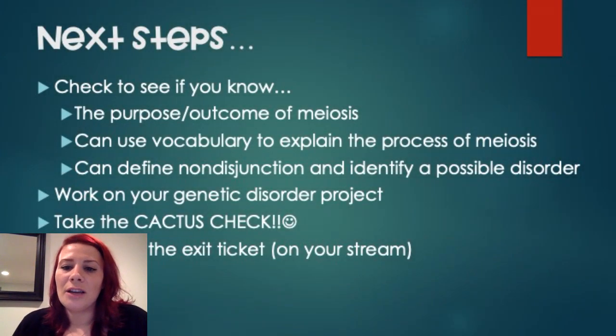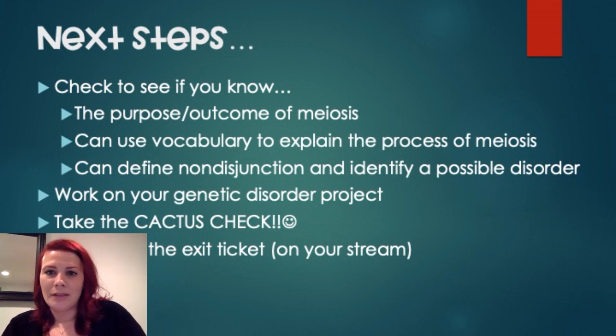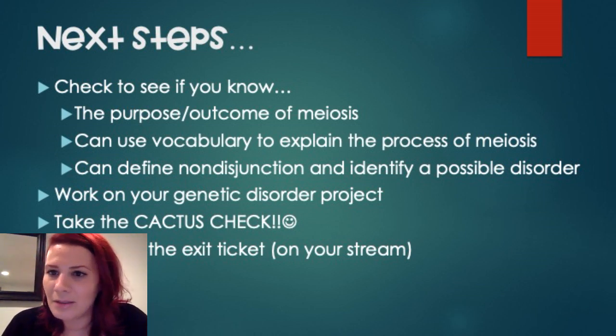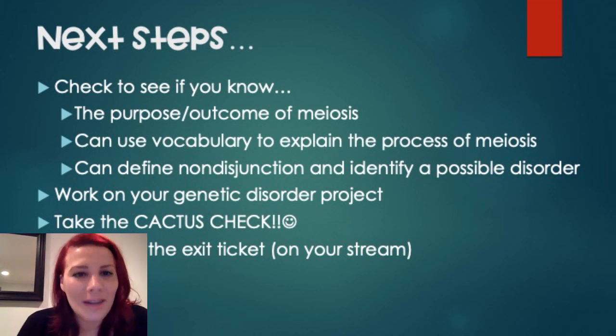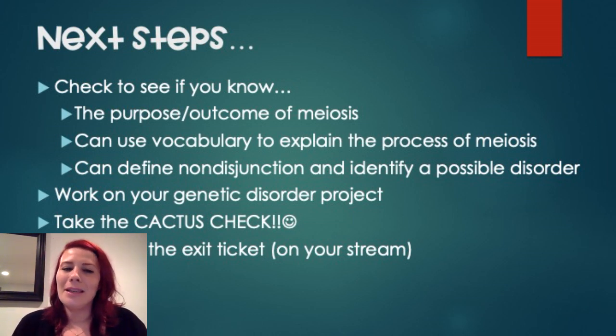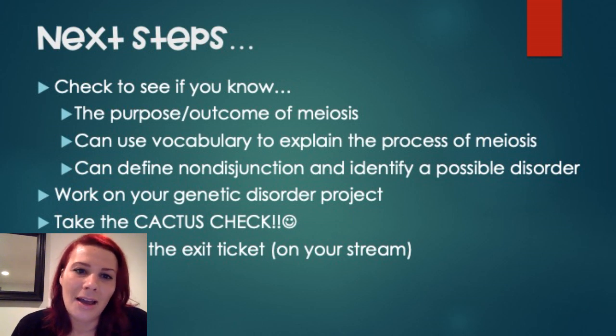All right, so a few things to check for yourself. Check to see if you know those 3 things: purpose and outcome of meiosis. Can you use the vocab to explain this process? Can you define non-disjunction? All right, work on your project, get your project done. Take the cactus check. Watch the video. If the cactus check that you're watching doesn't make sense, watch a video that I have breaking down the question, because I want you to do well.